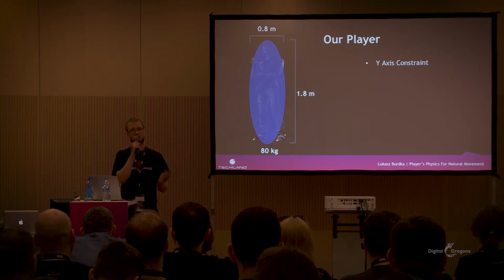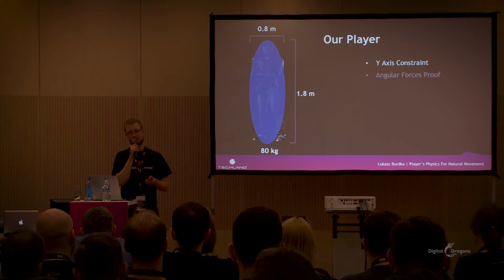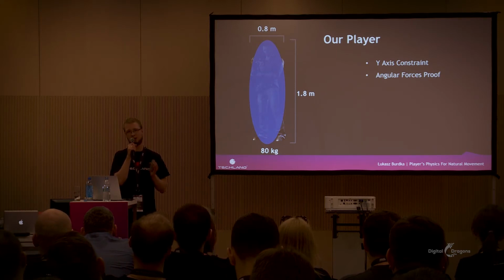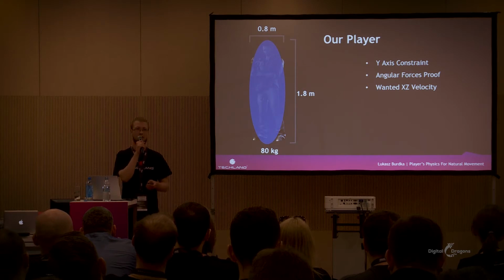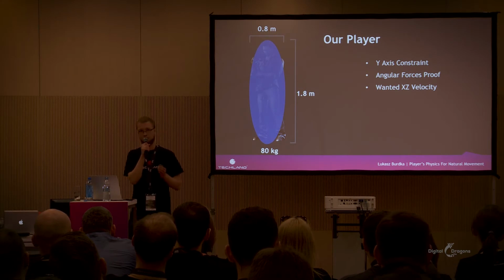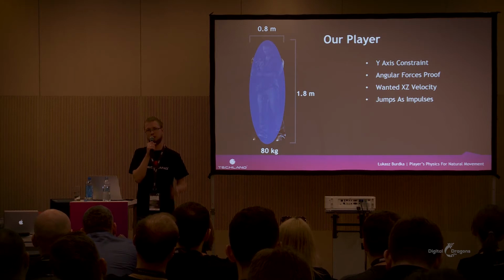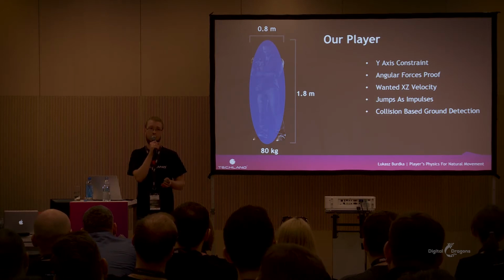To make sure that the body doesn't fall to the side, it was constrained to be always aligned with the vertical axis. And additionally, we ignored all the angular external forces to make sure that the orientation is always correct, straight up. The gameplay code would move the player by setting wanted linear velocity on the XZ plane. And we moved the player by trying to match this velocity using forces. Jumps were executed as impulses, so vertical forces applied to the body. And we detected if the player is on the ground or not, based on the collision information from the engine.